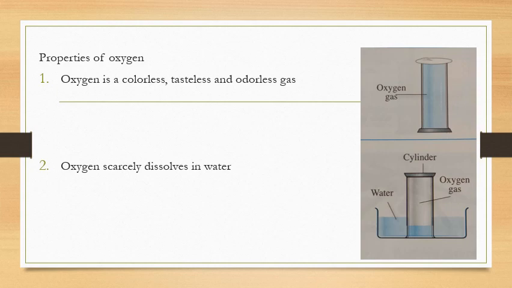Now the second property of oxygen is that oxygen scarcely dissolves in water. If we take an empty cylinder containing oxygen gas and turn it upside down in a container filled with water, we will observe that the water rises a small amount and does not reach the normal level in the bowl of water. This means the oxygen gas replaces water in this cylinder.